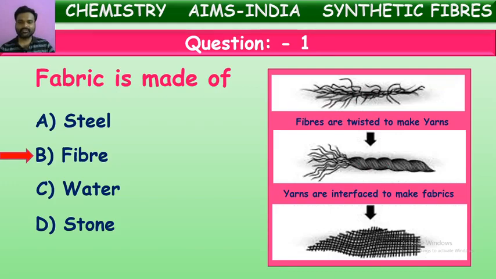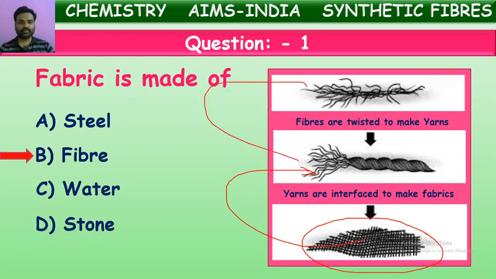These so many yarns are interfaced or inserted one into other in different designs to get a fabric. So this fabric we are using for making of garments and clothes. So these fabrics are obtained from yarns. These yarns are obtained by twisting so many fibers. So we can say these fibers are used for making fabrics. So our correct answer is fiber. From the fibers fabric is made. That is correct.